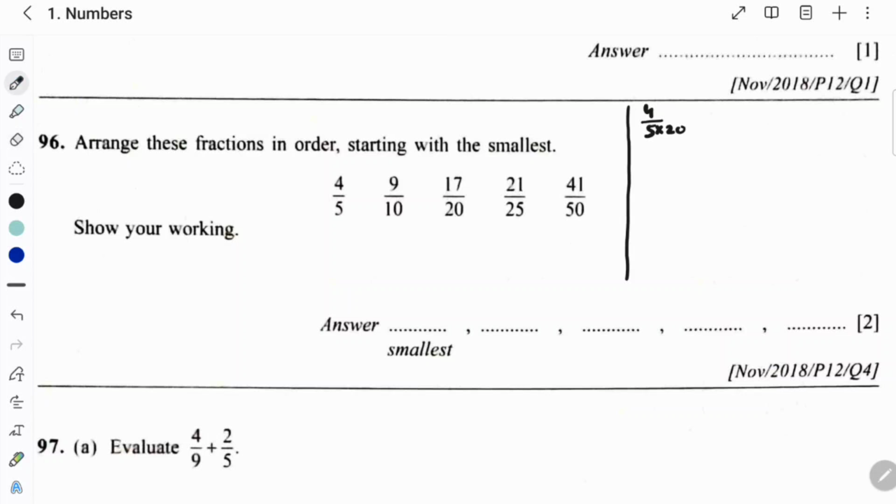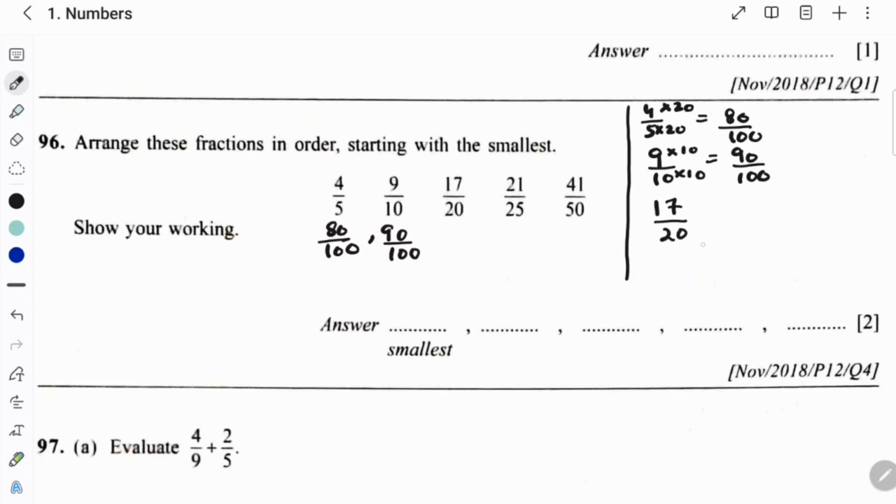Okay, all right, so the first one is multiply by 20, so that is 80 over 100. 9 over 10 multiply by 10, that is becoming 90 over 100. 17 over 20 multiply by 5. Okay, 17 times 5. 5 sevens are 35. 5 is a 5, 6, 7, 8. 85. 85 over 100.